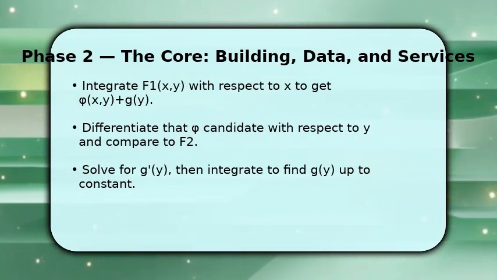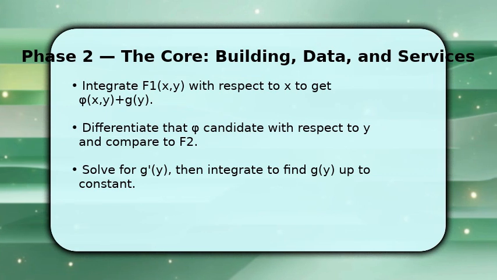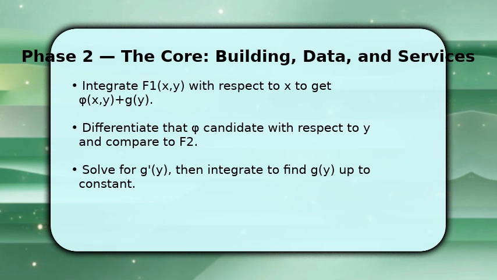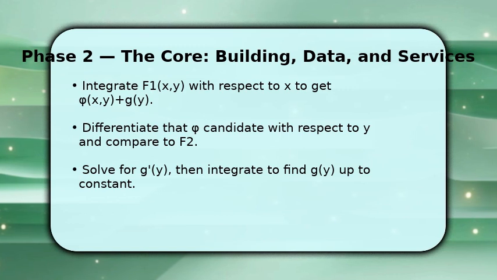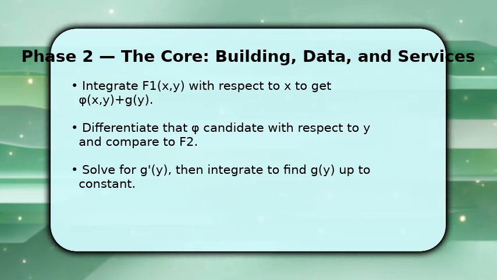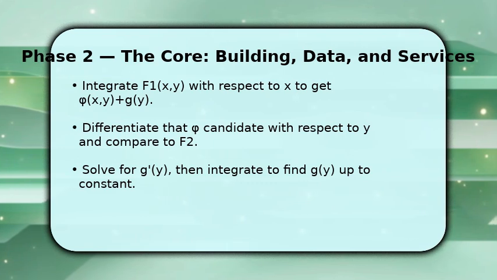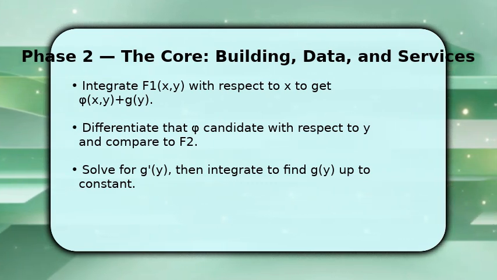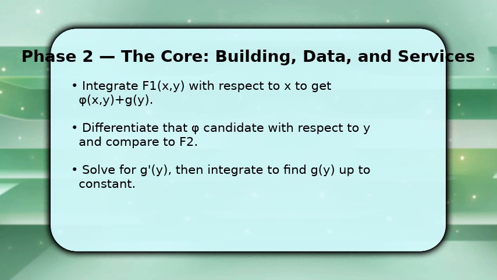Integrate f1(x, y) with respect to x, treating y as constant, which yields φ(x, y) plus an unknown function g(y). Then differentiate this φ candidate with respect to y and compare the result to f2(x, y). This comparison isolates g'(y). Once you identify g'(y), integrate it to recover g(y) up to a constant. Make sure to combine results and simplify. This gives a full candidate potential φ(x, y), ready for final verification.